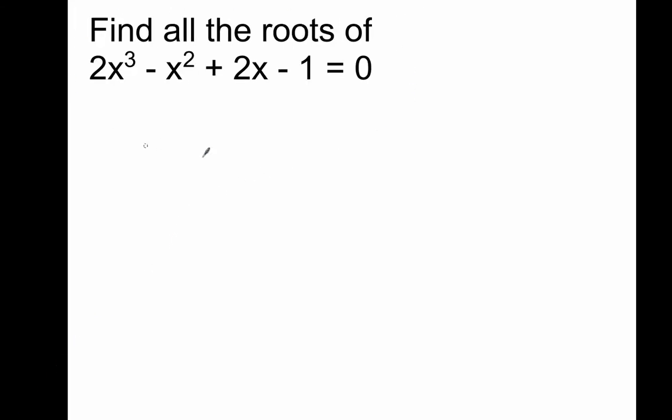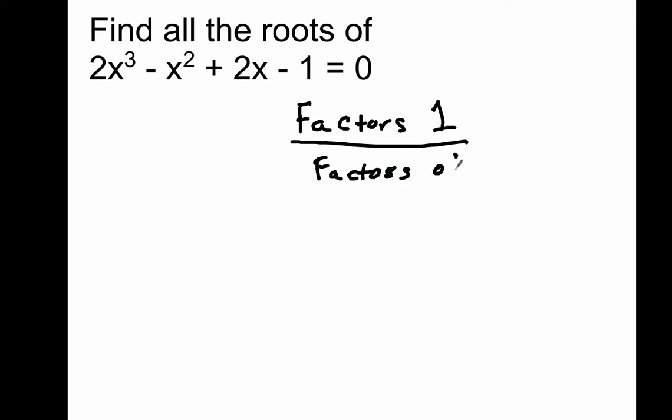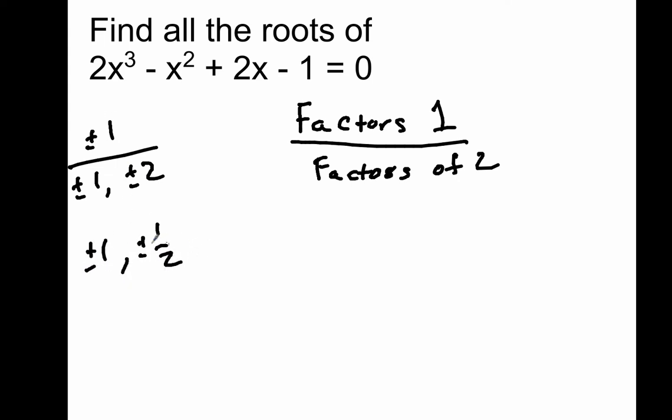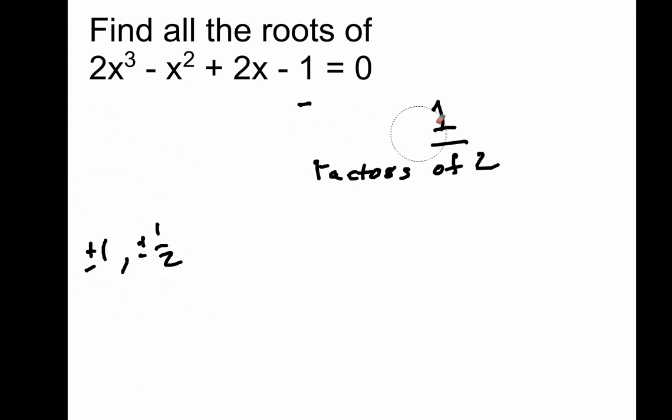Okay, so now we're going to find all the roots, not just the rational roots, but we're going to use the rational root theorem to find all the roots. So the possible rational roots are the factors of 1 over the factors of 2. So that's plus or minus 1. The factors of 2 are plus or minus 1 or plus or minus 2. So 1 over 1 would give you 1, and 1 over 2 is plus or minus 1/2. So these are all the possible rational factors for this equation.